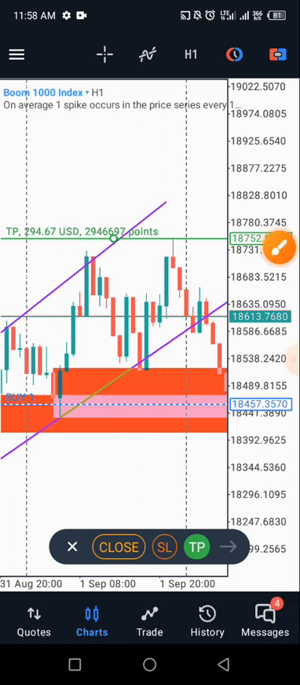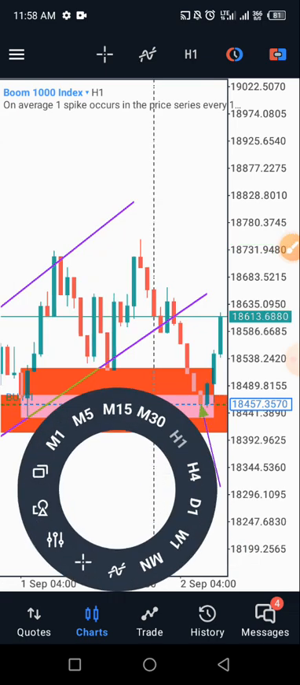So guys, I believe you've been able to know how to make use of this particular pattern.